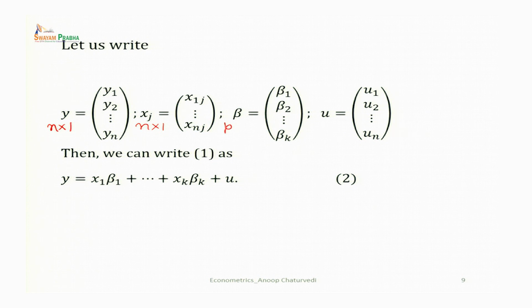Then this beta is a k cross 1 vector with elements beta 1, beta 2, so on beta k. So, beta is a k cross 1 vector of regression coefficients beta 1, beta 2, beta k. Then this u is again an n cross 1 vector with elements u1, u2, un, or you can say u is an n cross 1 vector of random disturbances. Then we can write model 1 in the form y equal to x1 beta 1 plus x2 beta 2 so on plus xk beta k plus u. So, we can write model 1 in this form using these vector notations.